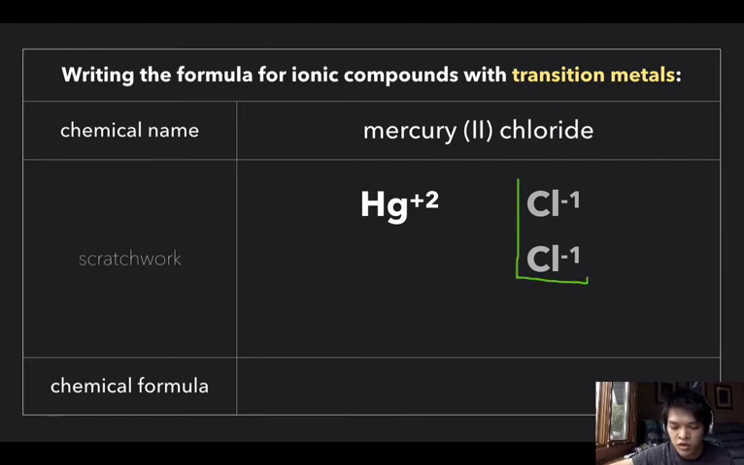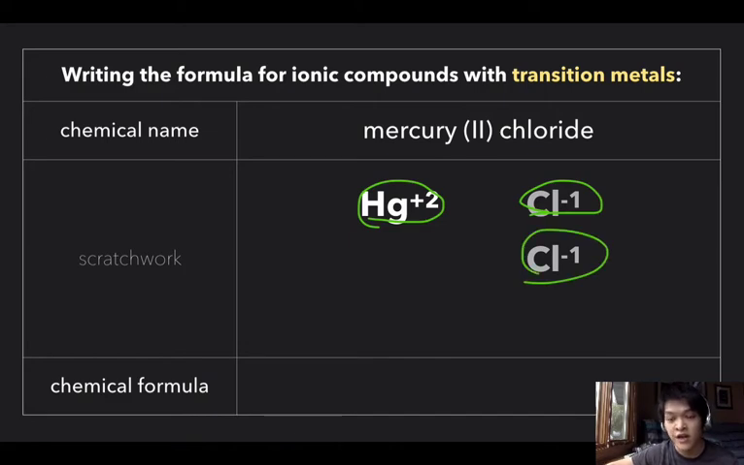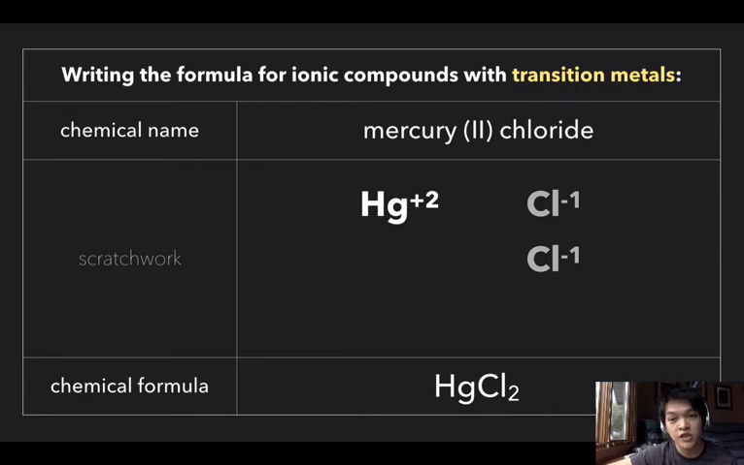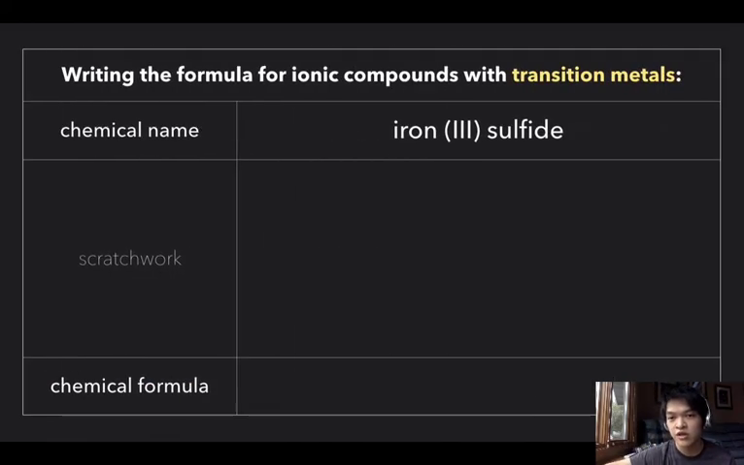Now there's a total of negative 2. There's also a total of positive 2. So this makes sure that it cancels out. So when we write our chemical formula, we know that there's supposed to be 1 mercury ion. However, there's supposed to be 2 chloride ions. Okay? So when we write the chemical formula, HgCl2. There's 2 chlorides here. Let's take a look at another example.